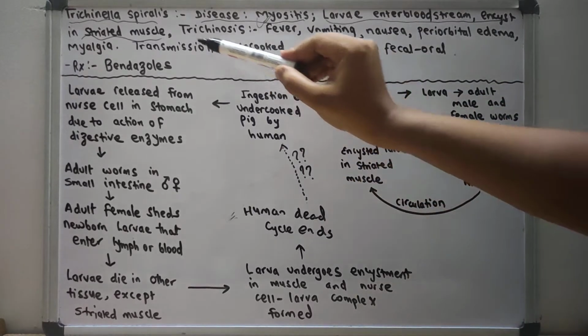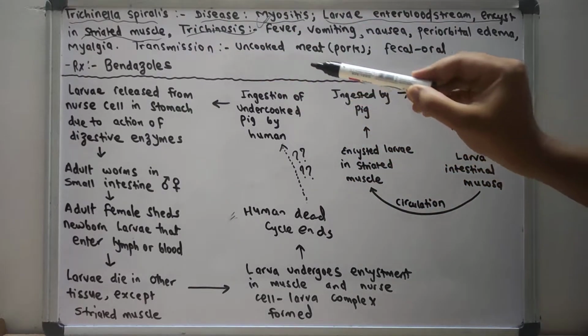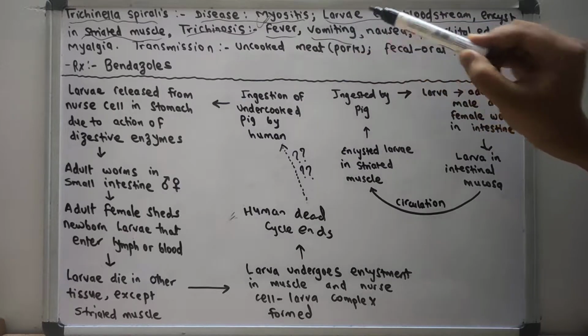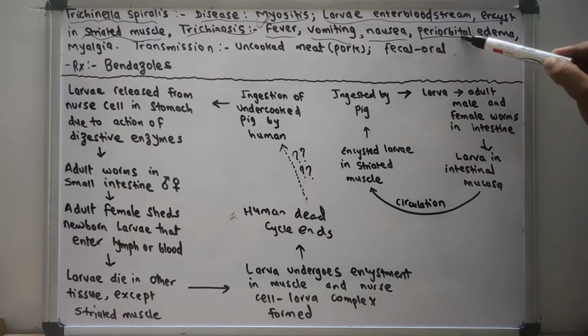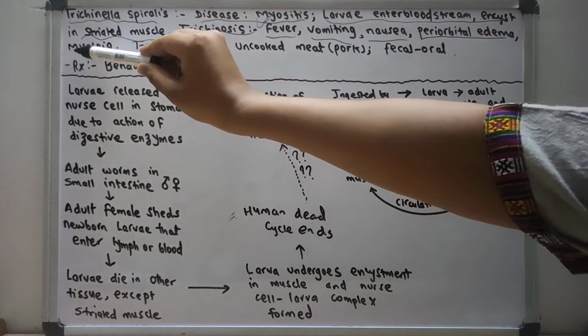Also it causes trichinosis. There is fever, vomiting, nausea, periorbital edema, and also there is myalgia.